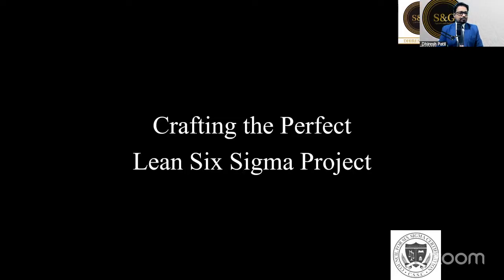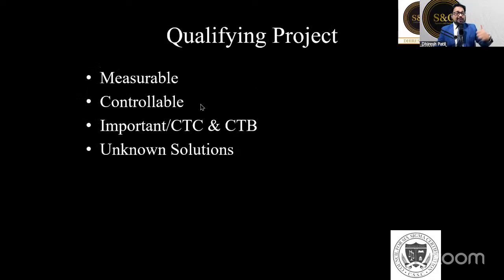So we have discussed KPI, key performance indicator. We started with the easiest way of identifying projects, which is key performance indicator. Then the SMART framework we discussed, right? Quantifying the project. Crafting the main process is quantifying the project. Measurable, controllable. It should be important for the customer and the business, right? And the solution should be unknown.